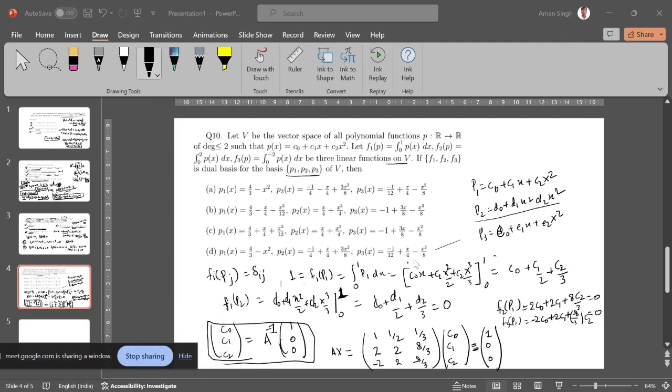So, how about d1, d0, d1, d2? Similarly, if you want to calculate d0, d1, d2, you should calculate this A inverse times 0, 1, 0. Because in that case, the second equation will be evaluating to 1. F2 of E2 is equal to 1 and everything else is 0. So D0, D1, D2 are calculated like this.